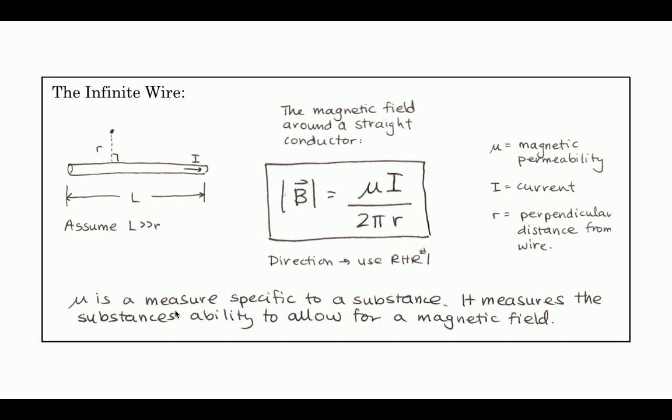Mu is another one of these measures that's specific to a substance. What it measures is the substance's ability to allow for a magnetic field. Things that are really magnetic field friendly will have different values than things that aren't. That's what mu characterizes. Again, it's just a constant for the material through which the magnetic field is acting.